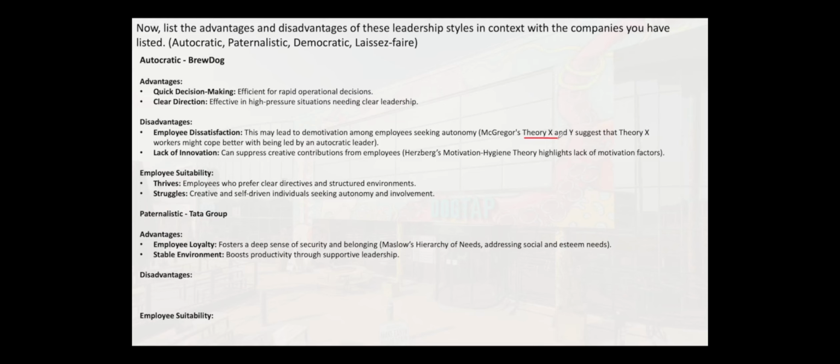So if we think about paternalistic, we've already had the definition here. Maybe we get that family feeling. Let's think about Mayo. We can think about that family, love and belonging I've put in there for Maslow. And actually that loyalty is there.